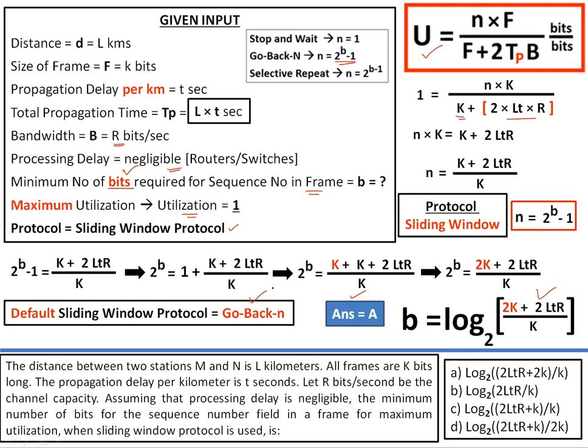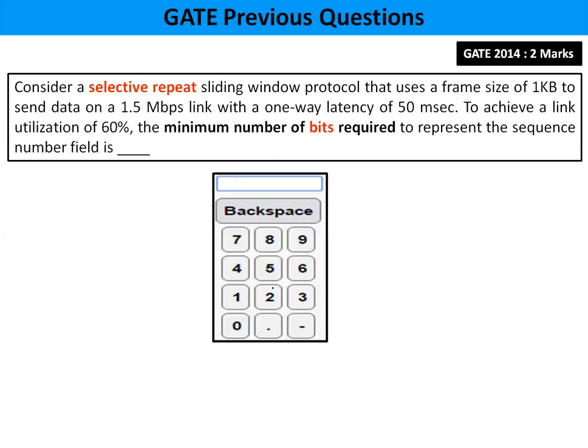Clear? Only instead of numbers they gave parameters. That's it, guys. Continue with the next question. This was given in GATE 2014 for 2 marks. It's a numerical question.